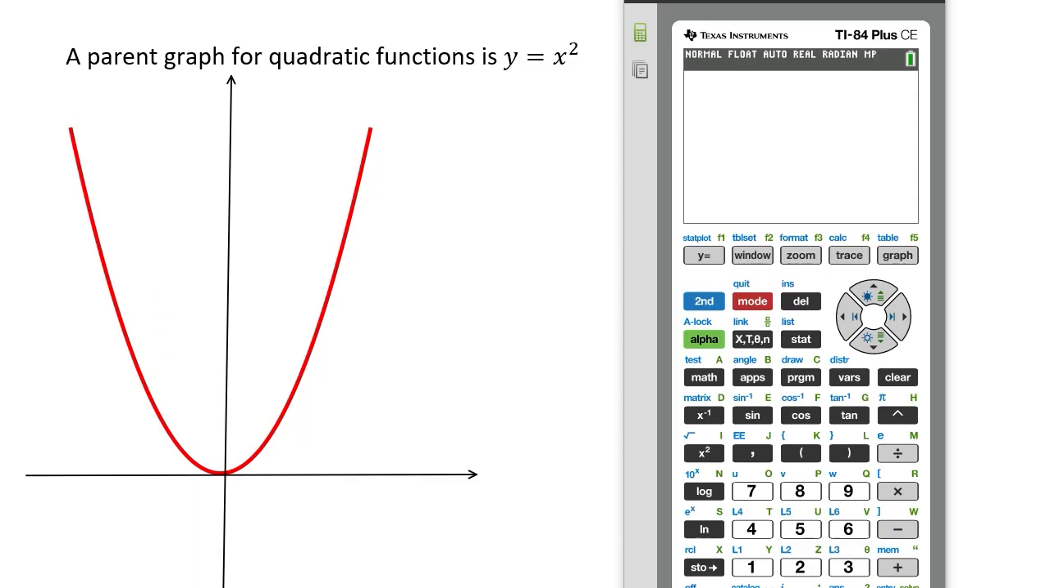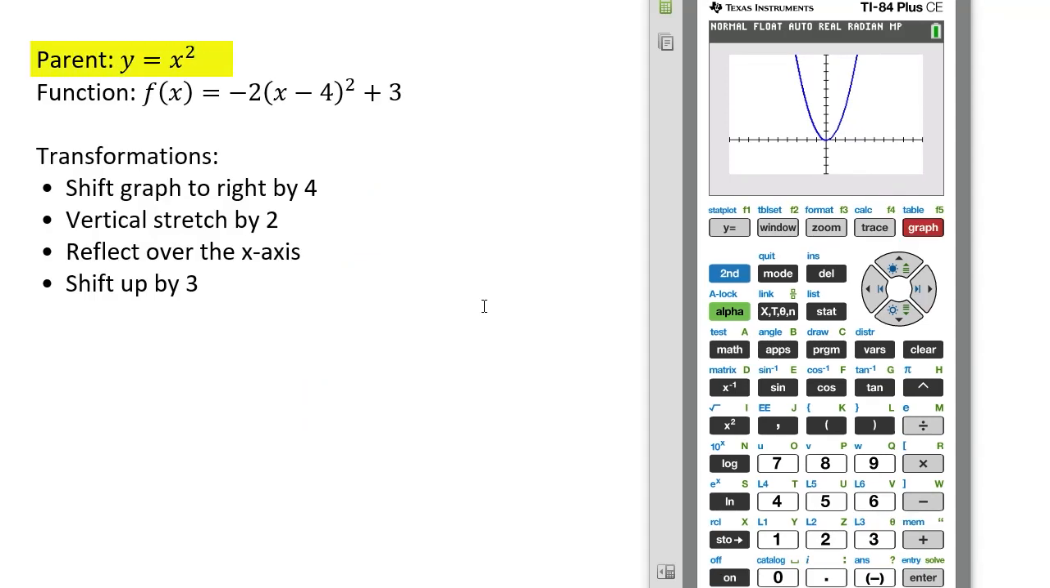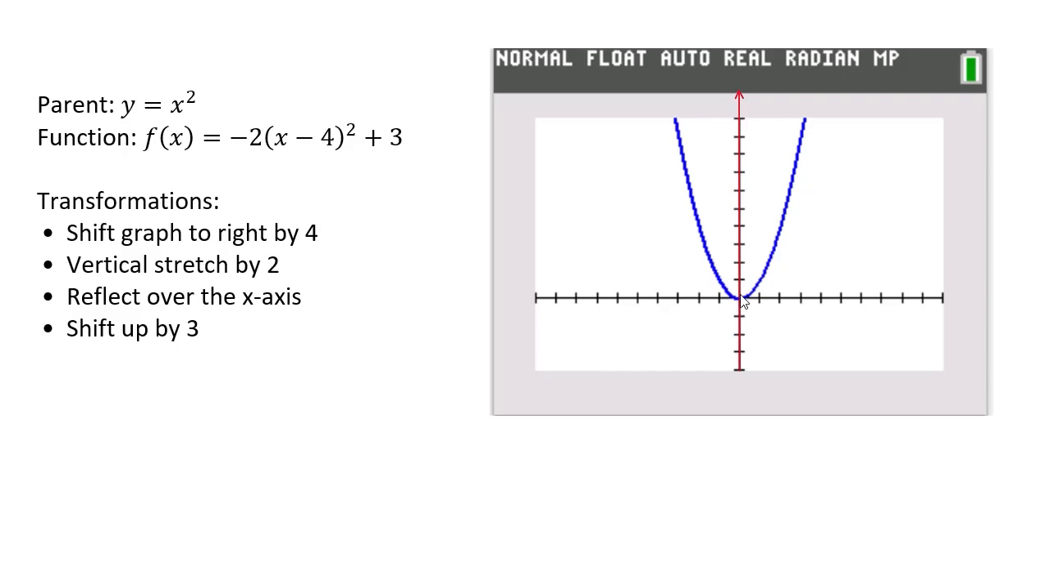A parent graph for quadratic functions is y equals x squared. So if I put that in and plot this on a standard graphing window, I can see an upward facing parabola. You can see the axis of symmetry, the line that divides the left and the right side, is the y-axis. We can also see that the lowest point on this graph is here at the origin. This is called the vertex.